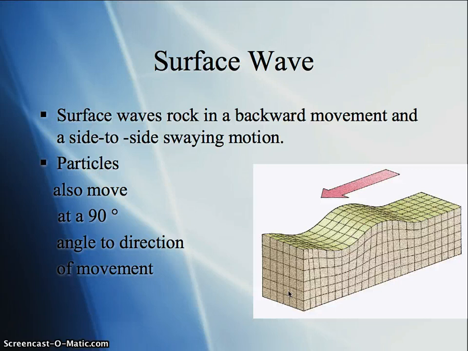And then the last wave is a surface wave. These rock in a backward motion and a side-to-side motion, and the particles move at a 90-degree angle to the direction of movement. Surface waves are the ones that cause the most damage in an earthquake.